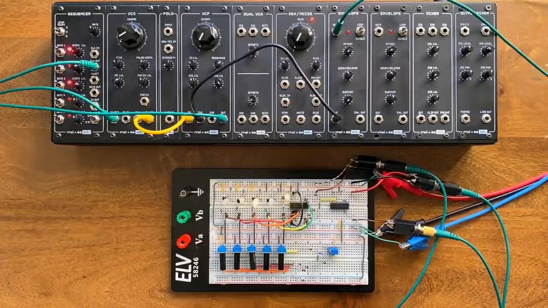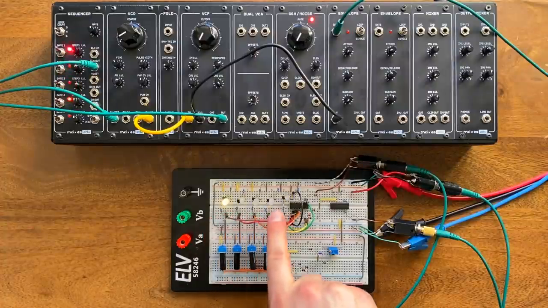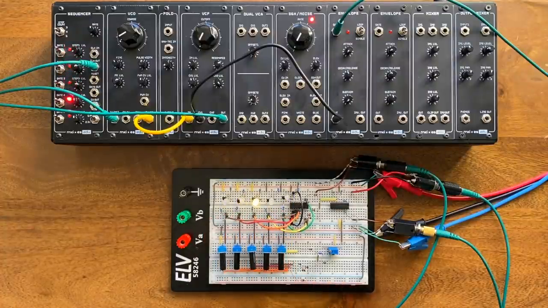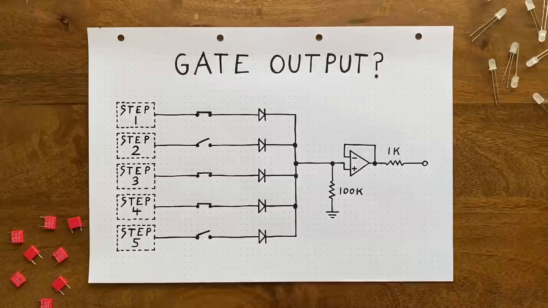What's going on here? Take a close look at our step indicator LEDs. You can see that one of them is lit up at all times. There's never a moment where all LEDs go dark. Since we are combining all of the steps together for our gate output, that gate output will be stuck at a high-level voltage permanently. Simply because if one of the step outputs is high, the gate output will be high as well. This is why our envelope isn't triggered. The gate output would have to momentarily go low for that.